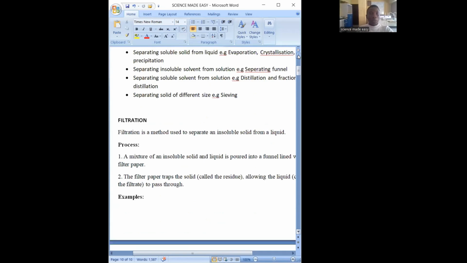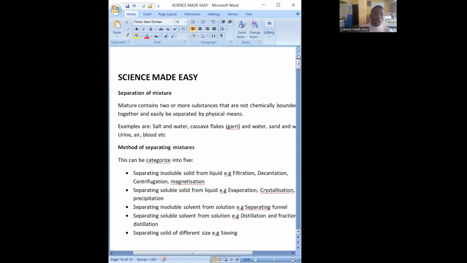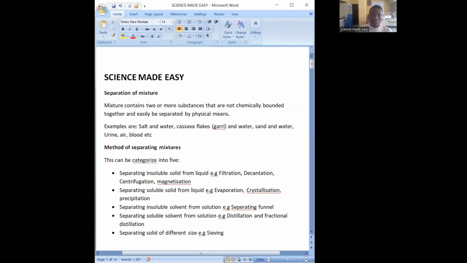So, separation techniques. One thing is that we are just doing the revision, and for those who do not have an idea of it before, I know that you will really catch up with the way we treat the topic. So let's first start by defining what a mixture is. A mixture contains two or more substances that are not chemically bonded together, that can be separated by physical means.